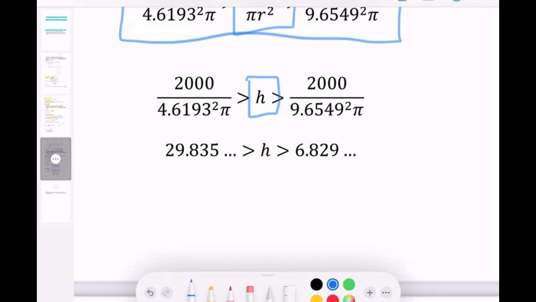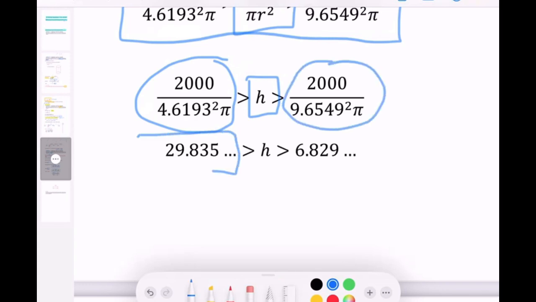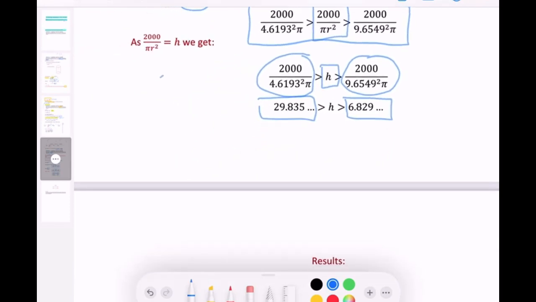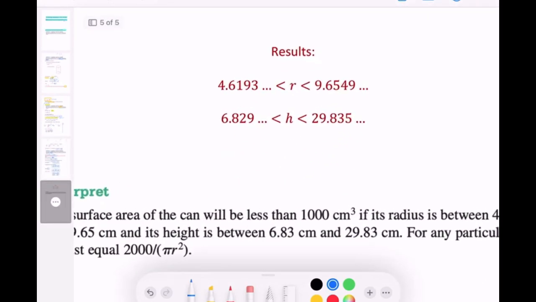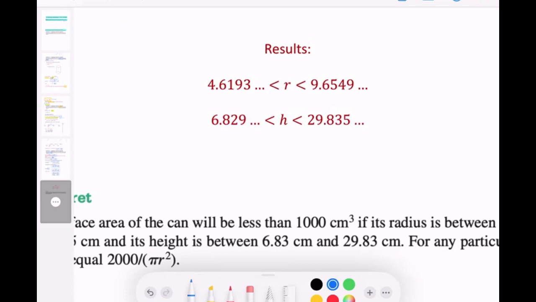Enter these fractions into your calculator and see how much you get. You're going to get these values, and these are the values of h. What are the results? r must be between 4.6193 and 9.6549, etc. And h should be between these two values. These are the results of this problem.